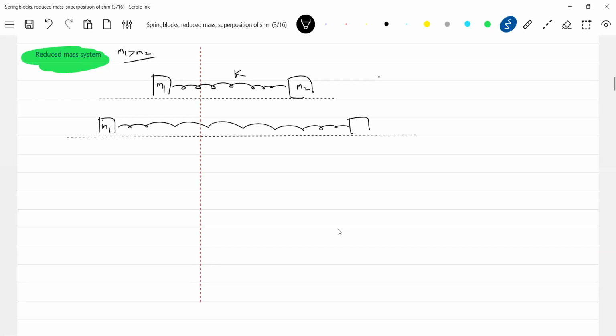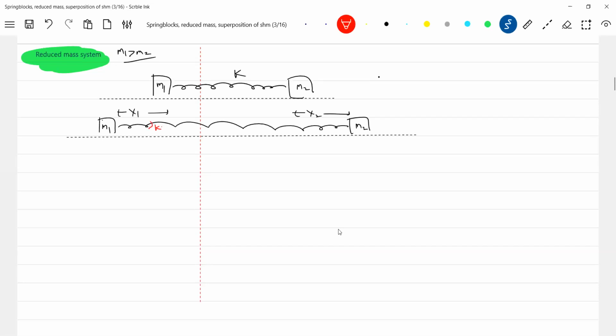Let me pull them apart. I'll release it, so they're released from rest. Now, how much has this elongated? This end got shifted by x1, and this end got shifted by x2. I'll release it. Then how much spring force will act?